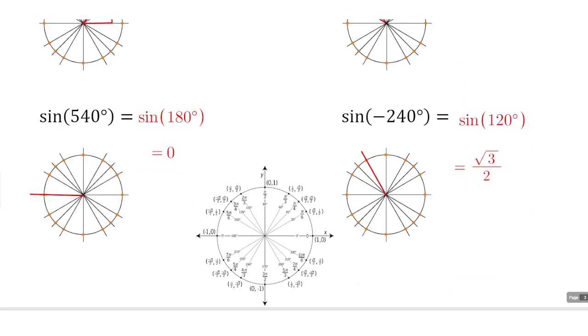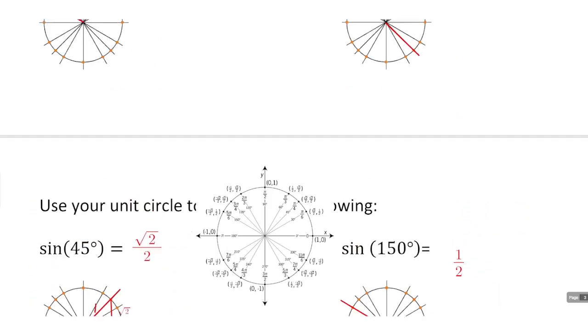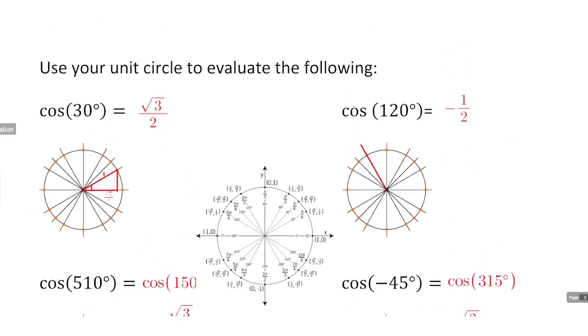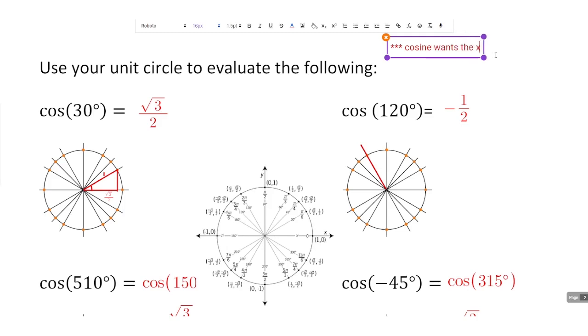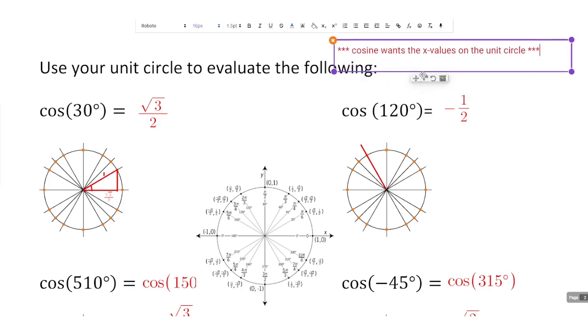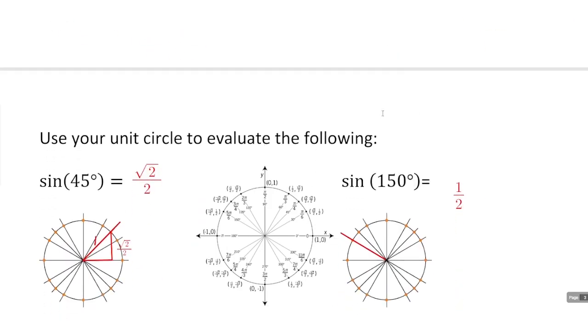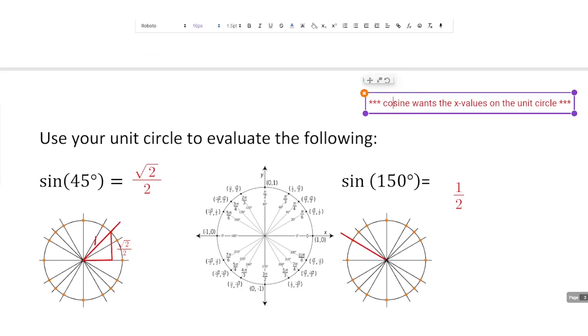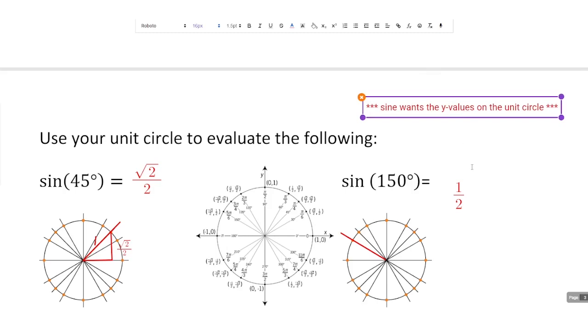So that's cosine and sine. Just to summarize here, cosine is going to report back the x values, and maybe I'll just make a little note here. Cosine wants the x values on the unit circle, and sine wants the y values on the unit circle. So cosine and sine are the two easiest ones to evaluate because you literally just look at the unit circle and report back the values. As long as you can fill that unit circle out, these should be super easy.